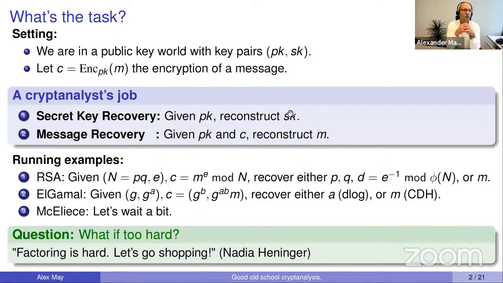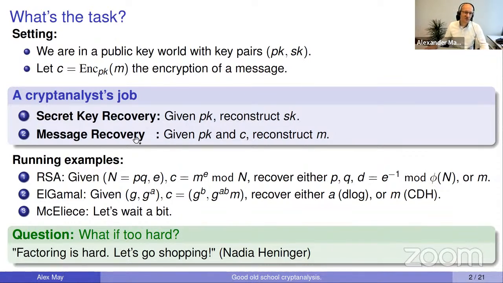Let's see. So what's the setting that we are in? We are in a public key world. I have a public key, denoted PK, and a secret key, SK, and encryptions of M under the public key are denoted by C, the ciphertext. Now it's very easy to define a cryptanalyst's job. The job would be maybe secret key recovery. That's the most important goal. You give me the public key and I have to reconstruct the secret key underlying your scheme.